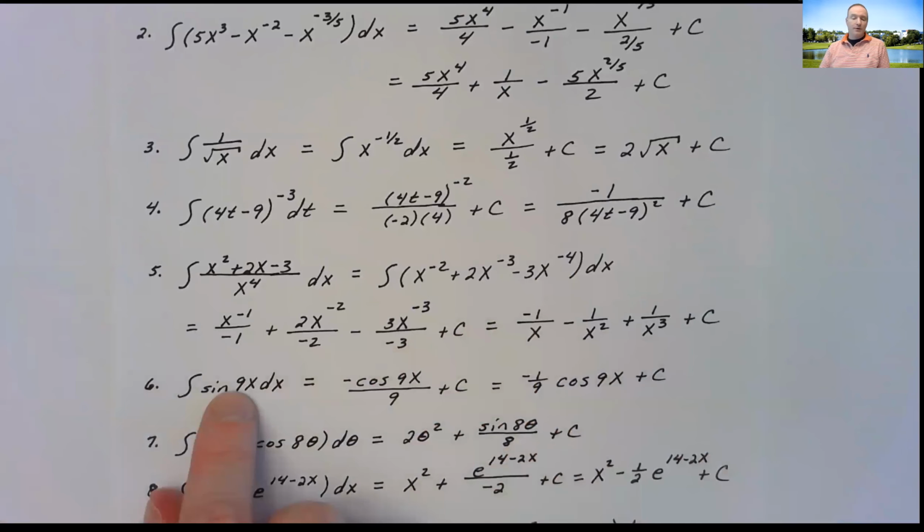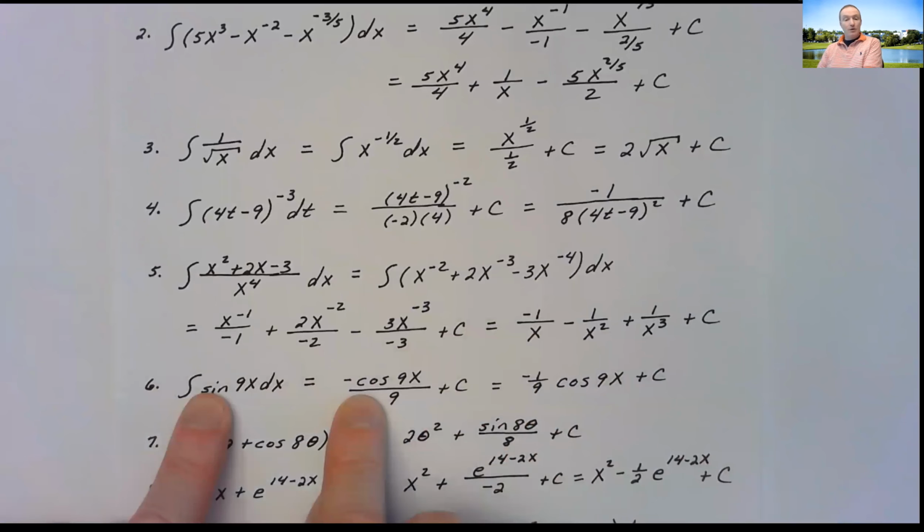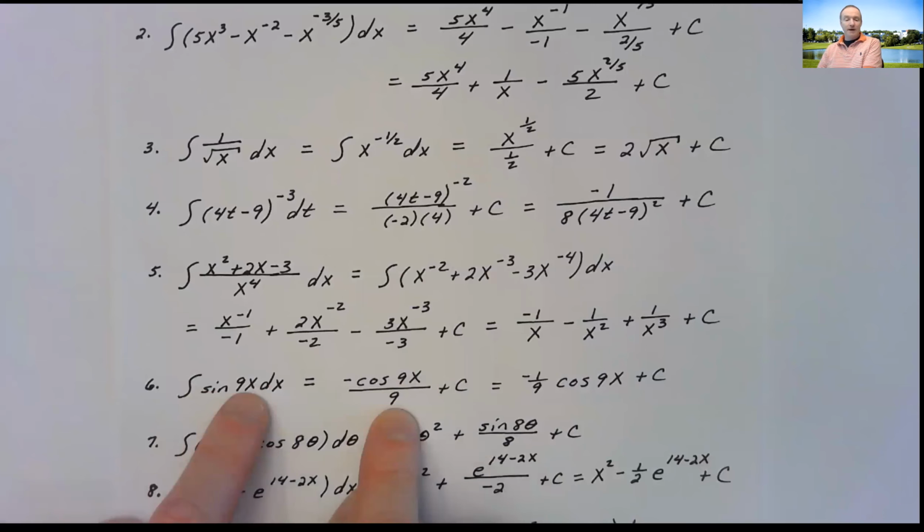For the next one here, number 6, we have the integral of the sine of 9x with respect to x. Well, we know that the integral of the sine function is going to be the negative of the cosine function, because you're thinking, what can I take the derivative of and get a sine? Derivative of negative cosine is sine. So the integral of positive sine is negative cosine. You keep the angle, then you divide by the derivative of that angle. So I'm dividing by 9 in the denominator, plus your constant of integration. That's a fine answer right there.